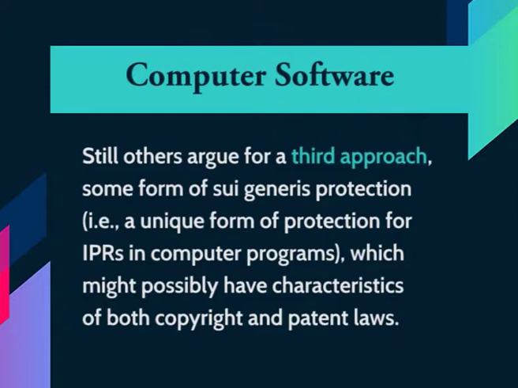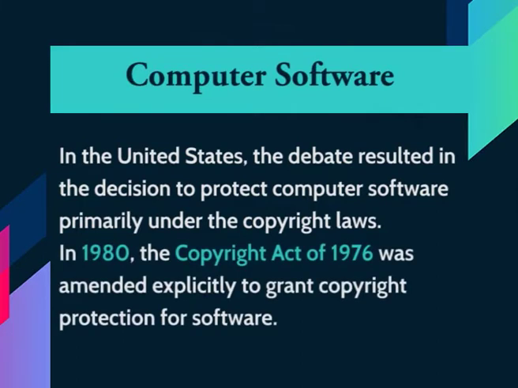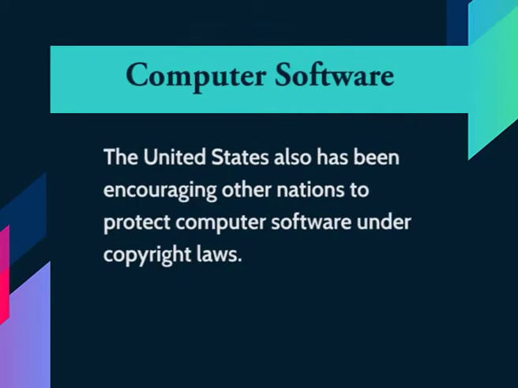This would be a unique form of protection for IPRs in computer programs which might possibly have the characteristics of both copyright and patent law. In the United States, the debate resulted in the decision to protect computer software primarily under the copyright laws. In 1980, the Copyright Act of 1976 was amended explicitly to grant copyright protection for software. The United States also has been encouraging other nations to protect computer software under copyright laws.